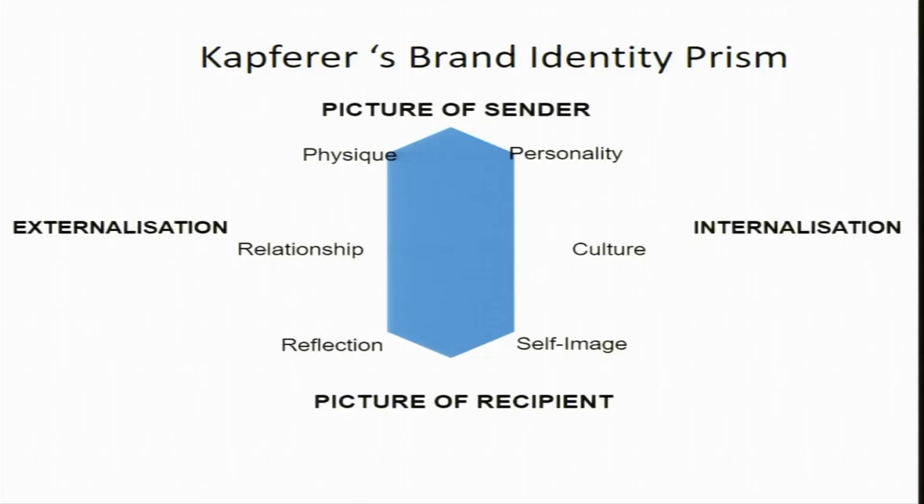Second is relationship and culture. Now, what does relationship mean? Relationship is when a brand extends its hand to the consumer and enters into a relationship with the consumer. So, the nature of the relationship that a brand enjoys with the consumer is what Kapferer is talking about. For example, Lux, the relationship it has with the consumer is that of a fan and a celebrity. The customer is a fan and Lux is a celebrity.